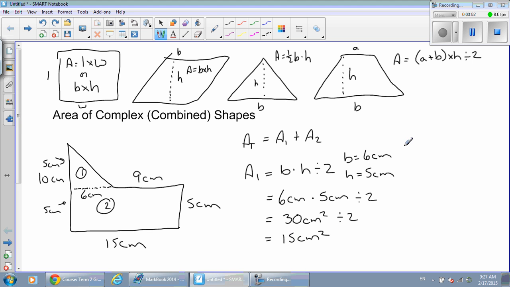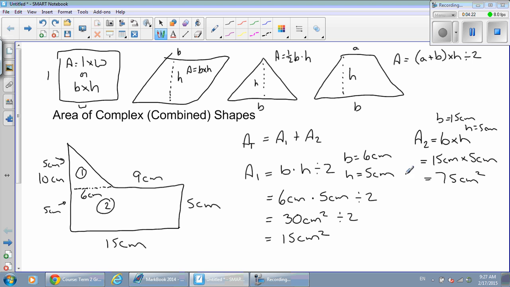We find out the area of the second shape. The area of the second shape is a nice easy formula. It's just base times height. It's a rectangle. I'm running out of room here. I really shouldn't have started here. B is equal to 15 centimeters. And the height is equal to 5 cm. Kind of sloppy math in this case. 15 centimeters times 5 cm is equal to 75 centimeters squared.